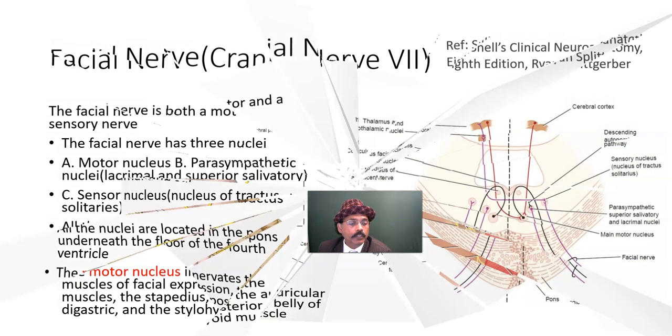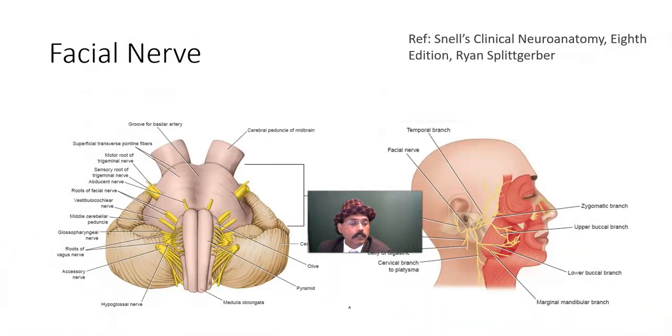If we look at the brainstem, this is the part of the midbrain. This is the pons. This is the medulla oblongata. The facial nerve root is here. We have the motor root, and we have the sensory root here. This is the facial nerve.